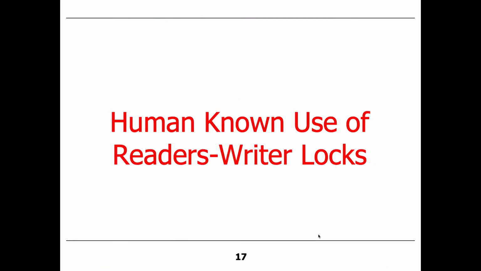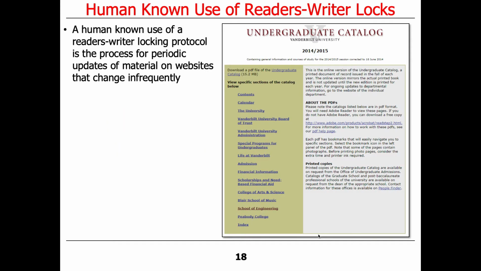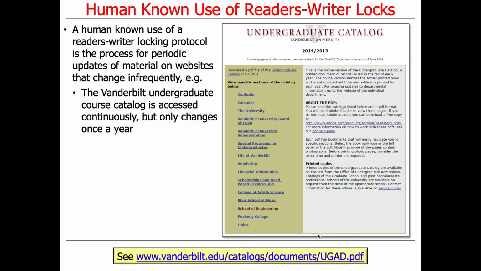Let's talk about a human known use of readers writer locks. One example, which many people may be familiar with, is the use of a readers writer locking protocol for updating material on a website that changes infrequently. For example, the Vanderbilt undergraduate course catalog is accessed continuously, is read continuously. But it only changes typically once a year. Once a year, say in April or May, the catalog is updated. So there's one write, but gazillions of reads.